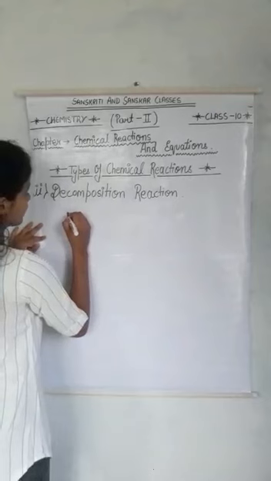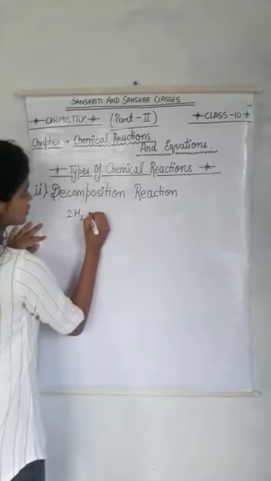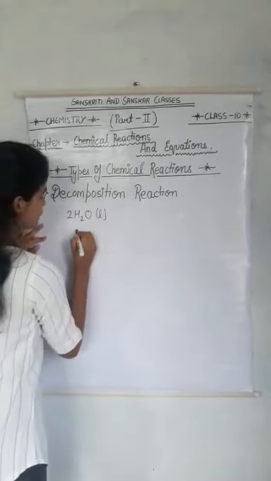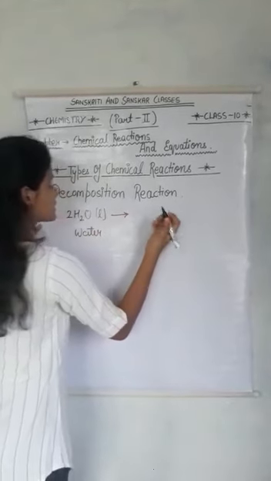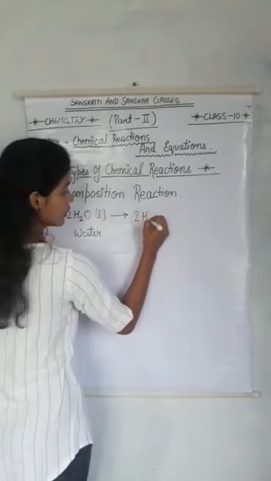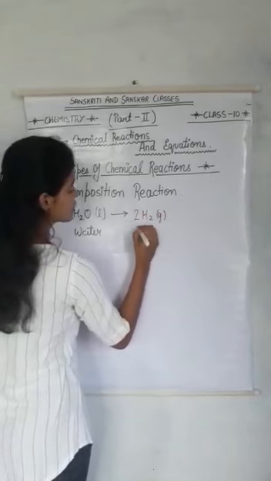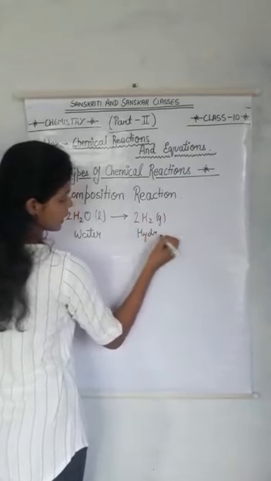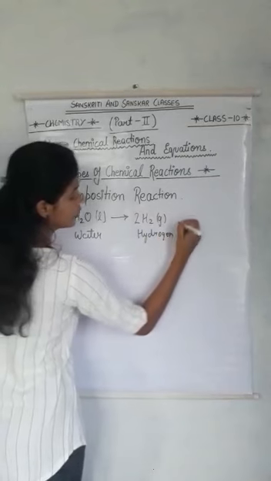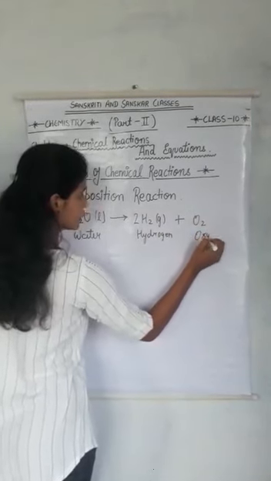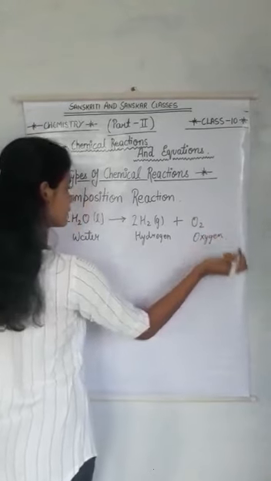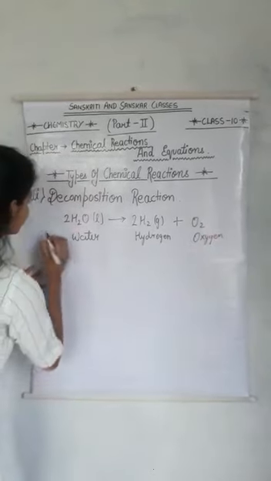Like, we will take the same examples. H2O, water, gives us what? Hydrogen and oxygen. Have you all understood this? This is very easy.